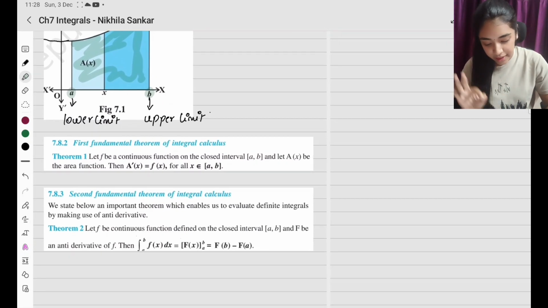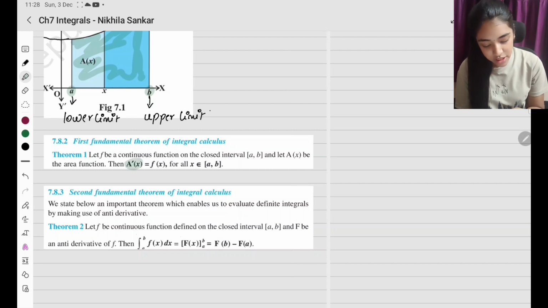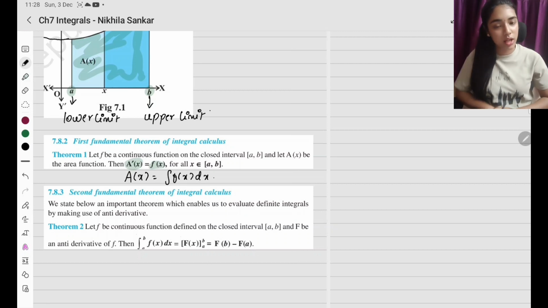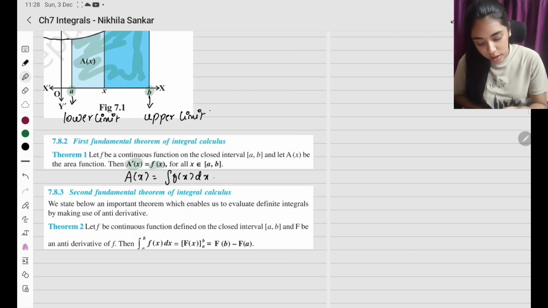Okay, so idhula rendu theorem irukku. What two theorems do we have? The area function oda differentiation is going to be f of x, which means area function is going to be the integral of f of x dx. Okay, so idha da ivlo naal nama podittu irundhom. But here you are going to have some upper limit and lower limit. Correct? You see that the x value is from a to b.